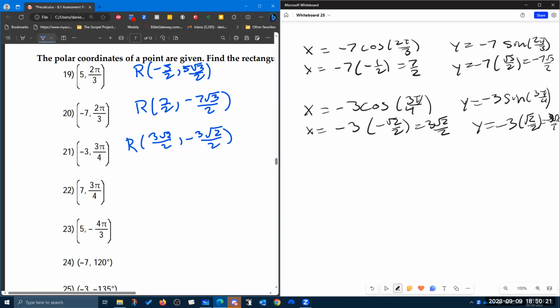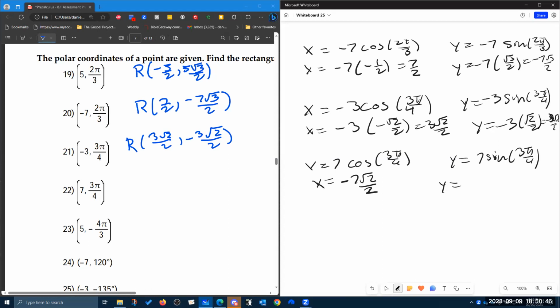Number 22, x is equal to 7 cosine 3 pi over 4. Y is equal to 7 sine 3 pi over 4. X is a negative 7 root 2 over 2. And y is 7 root 2 over 2.